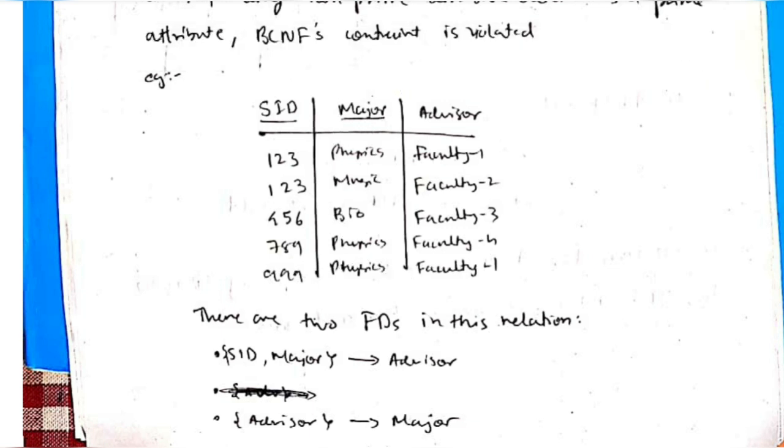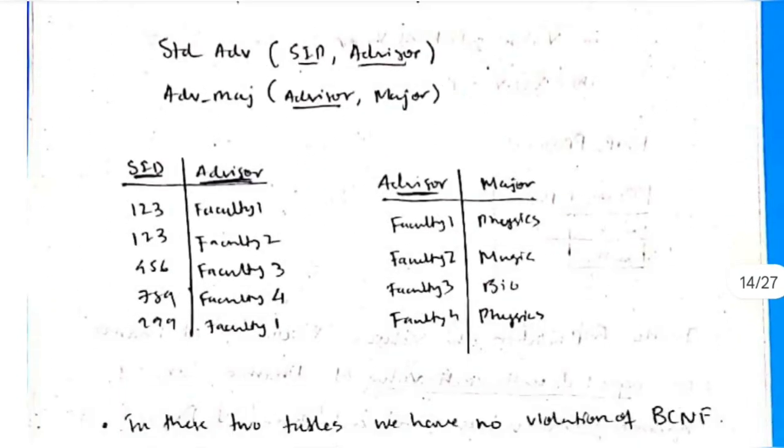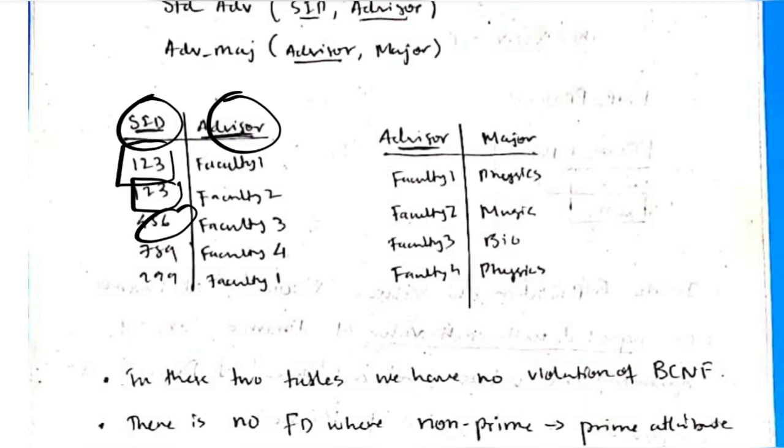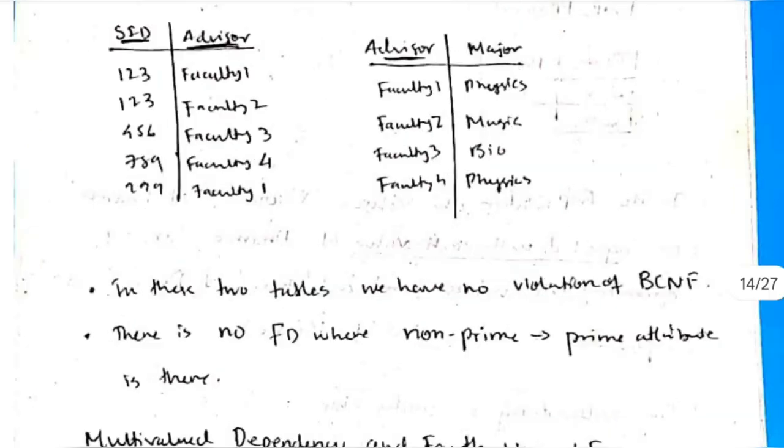Okay, so after doing that, what we'll obtain is these two. SID determines the advisor, meaning who is the advisor for each student ID, and what each advisor teaches. In this, advisor will be the prime attribute. When we have these two tables, it doesn't violate the BCNF condition. So just make sure that you don't have a non-prime attribute to prime attribute relation.